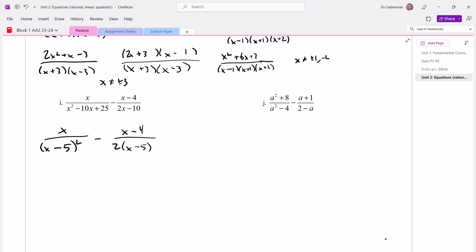Okay, I'll do it. The first fraction just needs to be multiplied by 2 on top and on bottom. So you hook yourself up with a 2 right there. And the second fraction needs to be multiplied by x minus 5, top and bottom. Do you mind if I just do this? Is that comfortable?